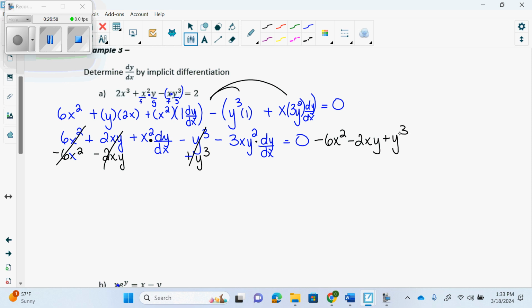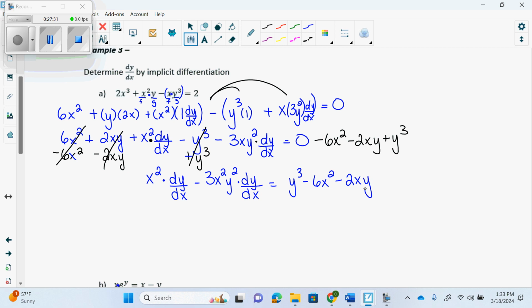Then I'm left with only two terms on this side, and they both have a dy over dx. So I'm going to rewrite this step. Later on you won't have to, but I'm going to show it so I don't lose you. X squared dy over dx minus 3x squared y squared dy over dx equals y cubed minus 6x squared minus 2xy. You could have left them in the same order. I just wanted to put a positive one first. But had you left them in the same order, it wouldn't matter.